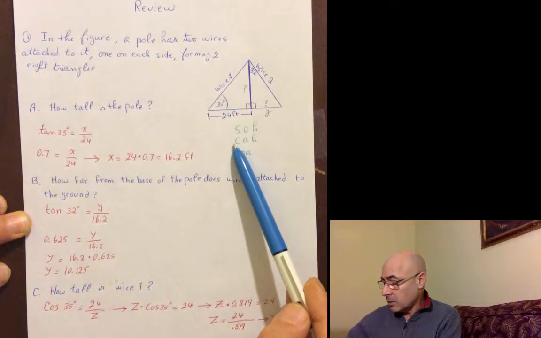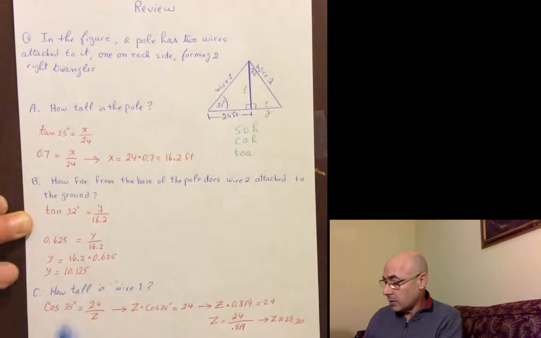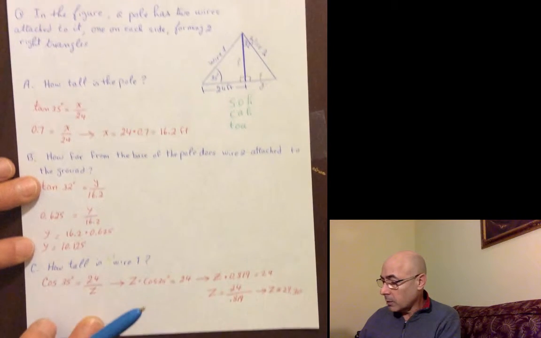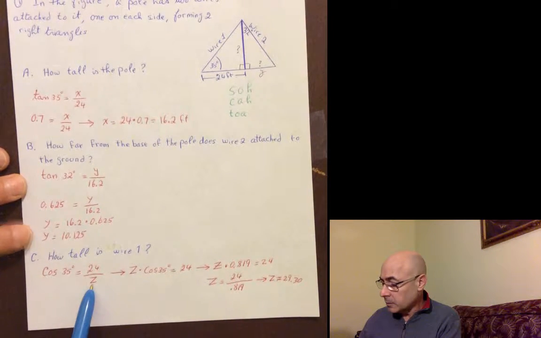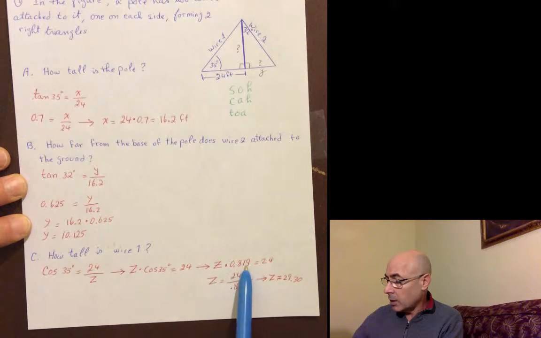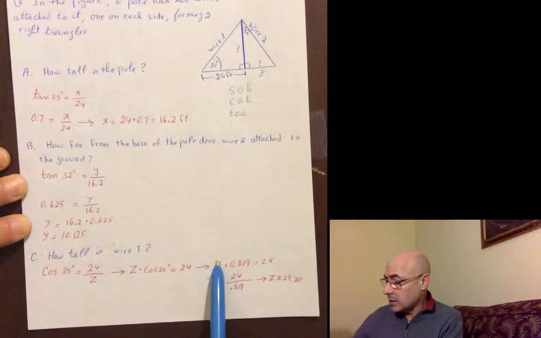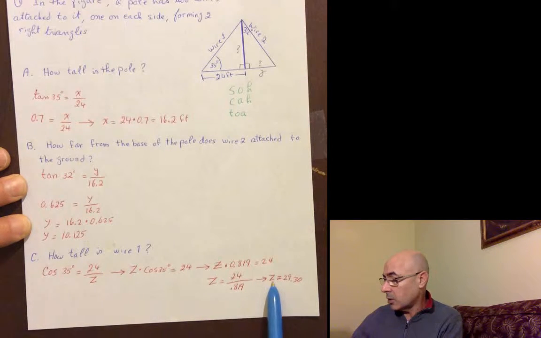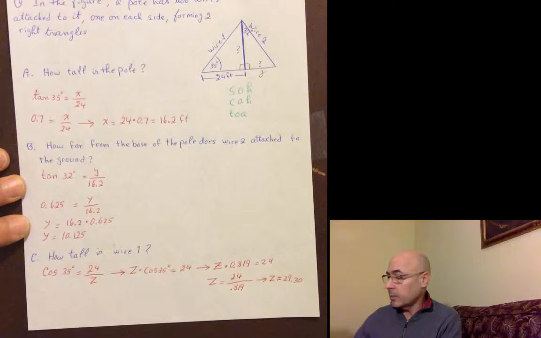Adjacent, hypotenuse, that's cosine. So cosine 35 degrees equals 24 over z. If I cross multiply both sides by z, then z multiplied by cosine 35 is equal to 24. Cosine 35 is 0.819. So z times that equals 24. I want to get that z by itself. Divide both sides by 0.819. You get the value of z equals 29.30.